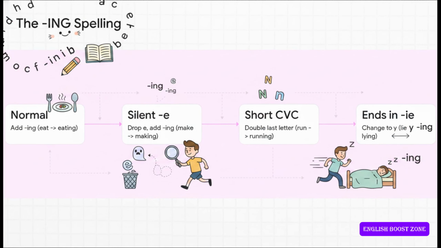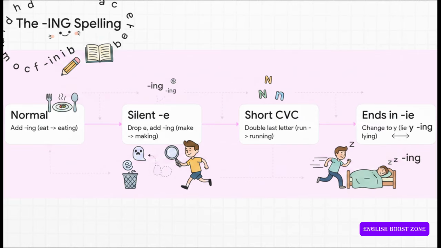Now, quick heads up. You can't just blindly slap an ing onto the end of every single word. There are 4 essential spelling rules you need to know. Rule 1 is for normal verbs, just add ing, so eat becomes eating. Rule 2, if your verb ends in a silent e, like make, you have to drop that e completely before adding ing, leaving us with making.